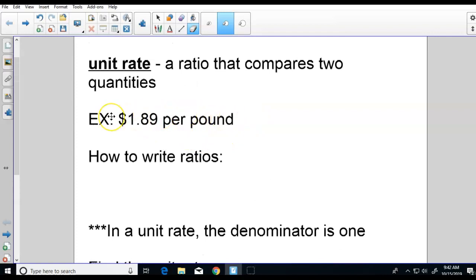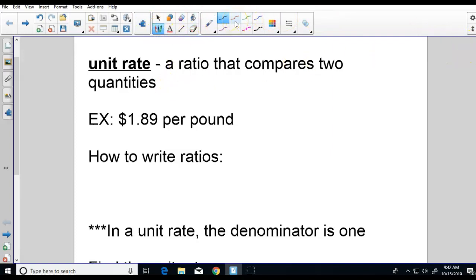So, to go back up here, one of the best examples of a unit rate is whenever you go to the grocery store with your parents, you're going to see things like apples are $1.89 per pound. That is a unit rate. $1.89 per 1 pound. Okay, so we are going to write a ratio.